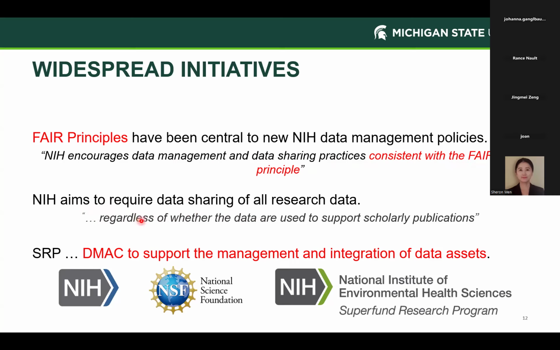And they state exactly, regardless of whether the data was used to support scholarly publication, right? So what is all the data that we don't publish that is of value? Because there is value there as well, right? Negative results, things that don't make it to publication. How do we share those as well? And those are a little bit more challenging because you still want it to be good quality data.